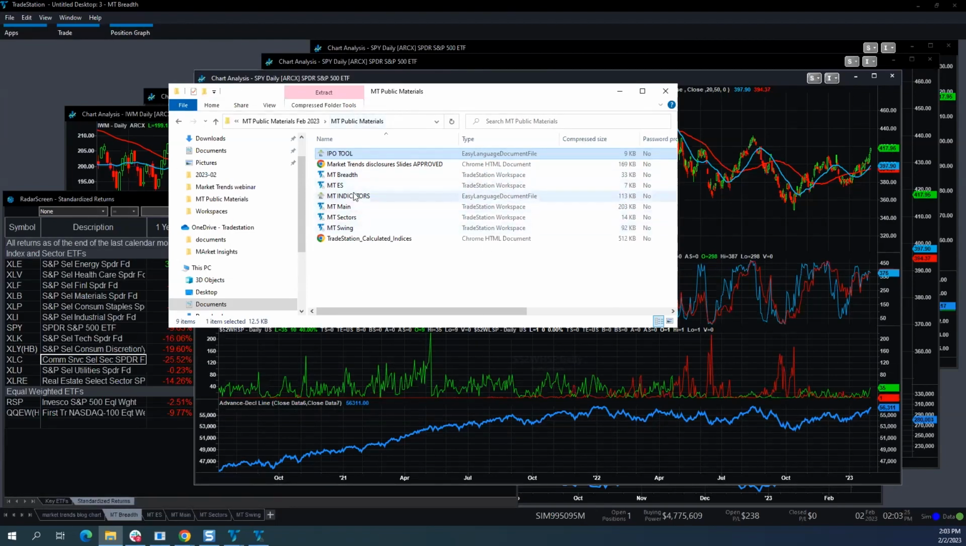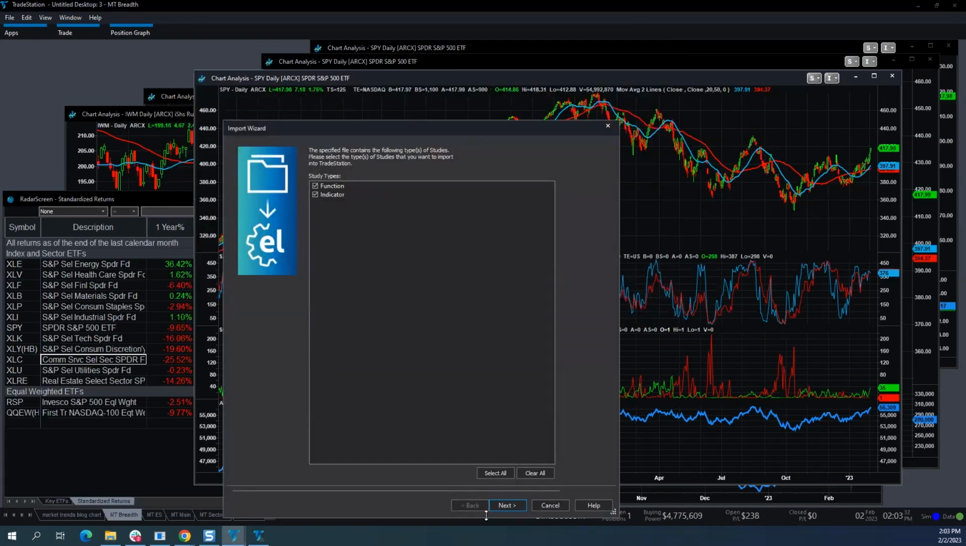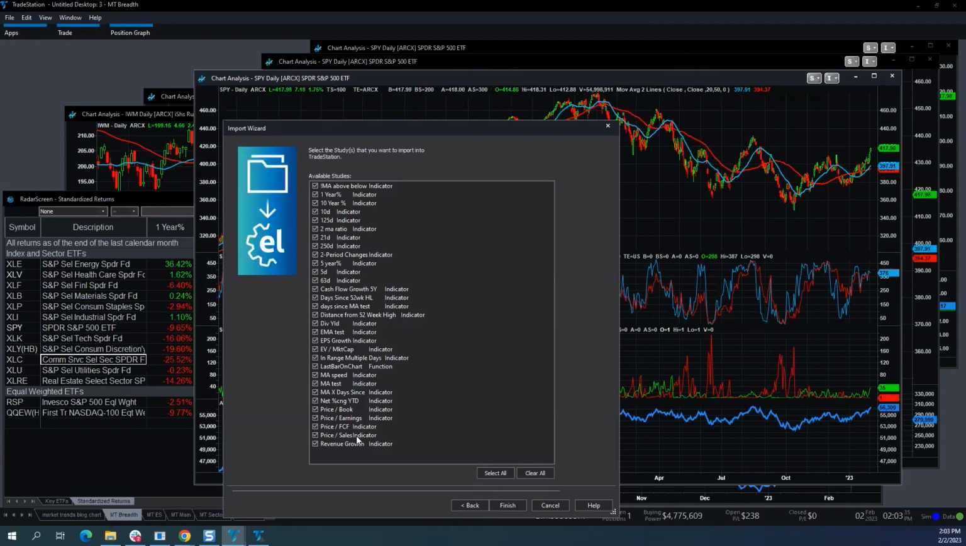What you would do is make sure that you load the indicators first. You double click on them. Most of you probably already know this, but you'd go to import, and then you see all these indicators it wants to bring in.